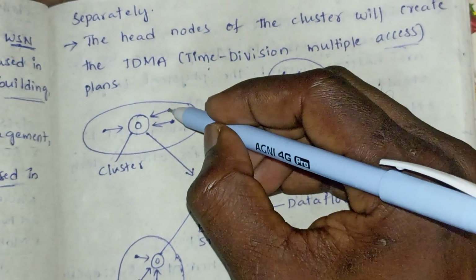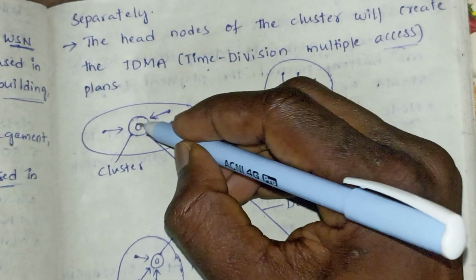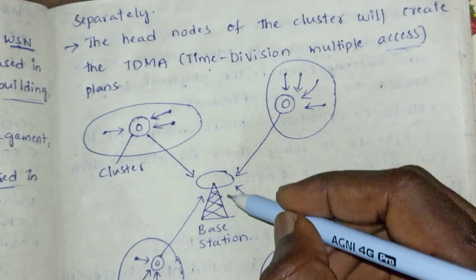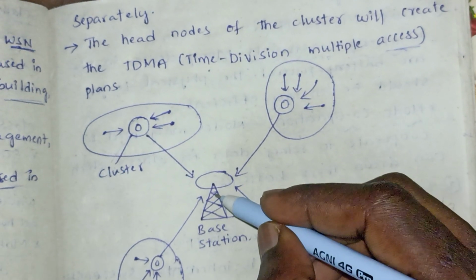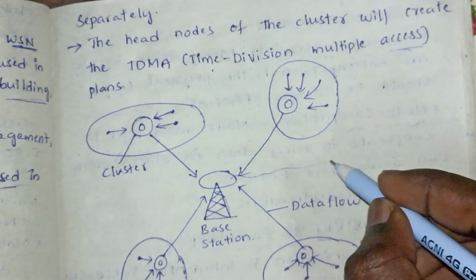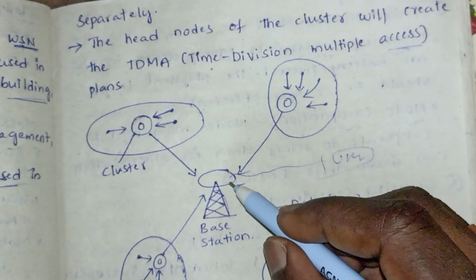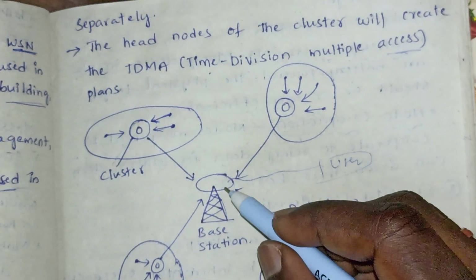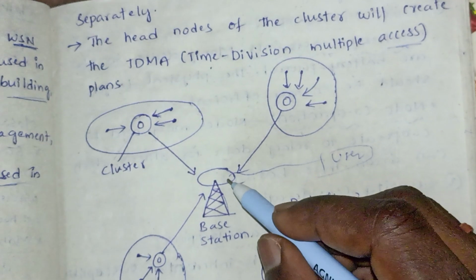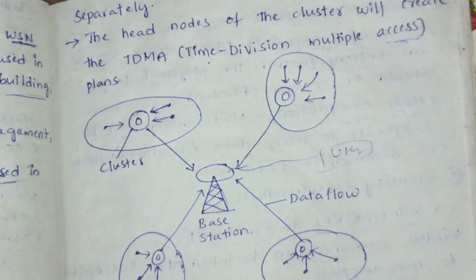So the radio signals are coming to the cluster, and the cluster will be communicating with the base station, and through the base station we have the user, right? So the user can interact, and the base station will give what the user requires.